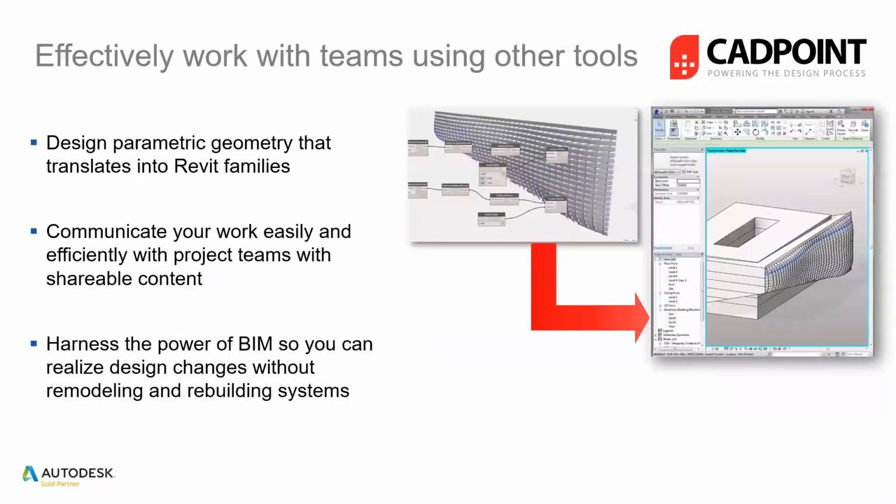You can effectively work with other teams that use other tools as well, and as I mentioned, you can use Civil 3D. You can import different 3D files, whether it's CAD, whether it's an FBX file or an SAT file. You're able to import that into Revit and work with that geometry by using Dynamo as well. So just to see how you might be able to design parametric as well.